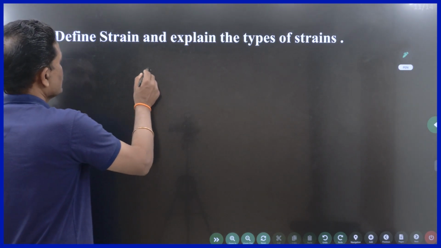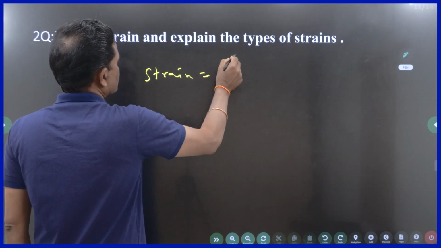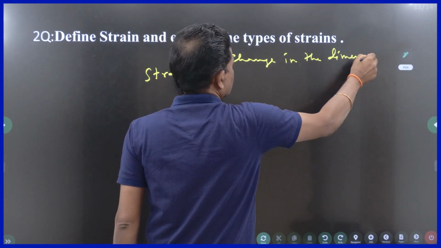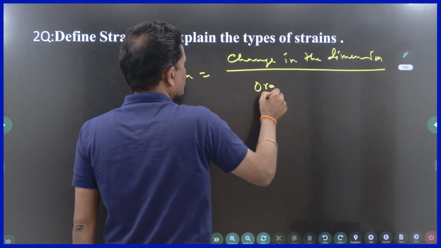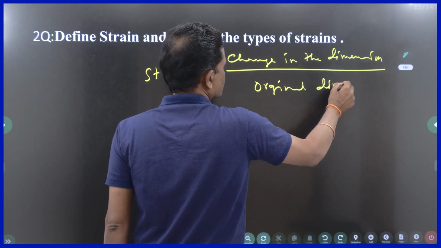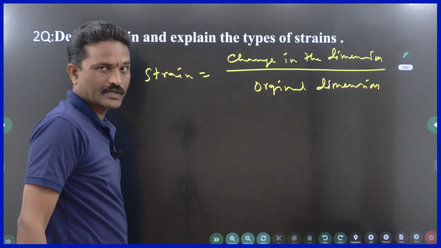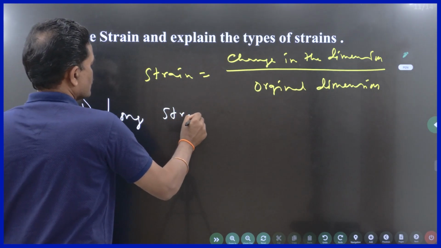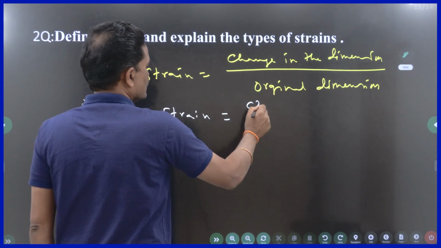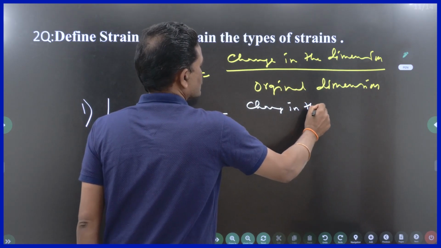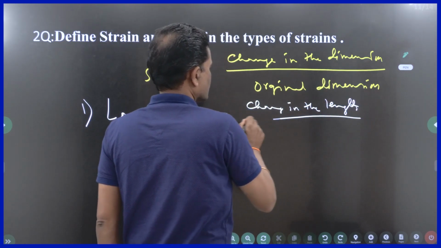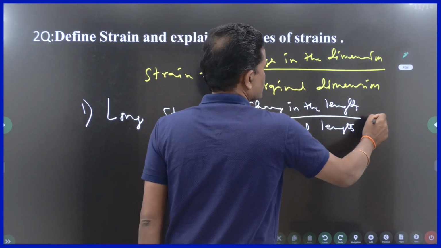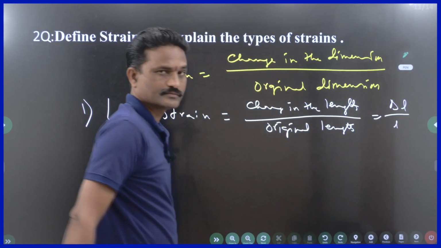I told you strain is equal to change in the dimension divided by original dimension. That's it. So in the case of longitudinal strain, the first definition, longitudinal strain is equal to change in the length divided by original length or initial length. So how do you write? Very simple, delta L divided by L.